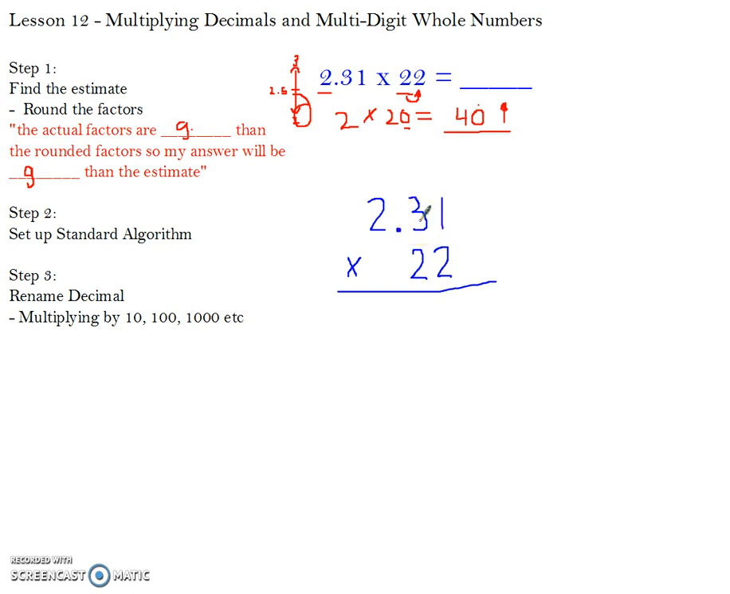So one way that I can fix this problem is renaming my decimal, which is step 3. Two ways to think about this in renaming your decimal. My lowest place value here is in the hundredths, which would mean that I would rename 2 31/100 as 231/100.